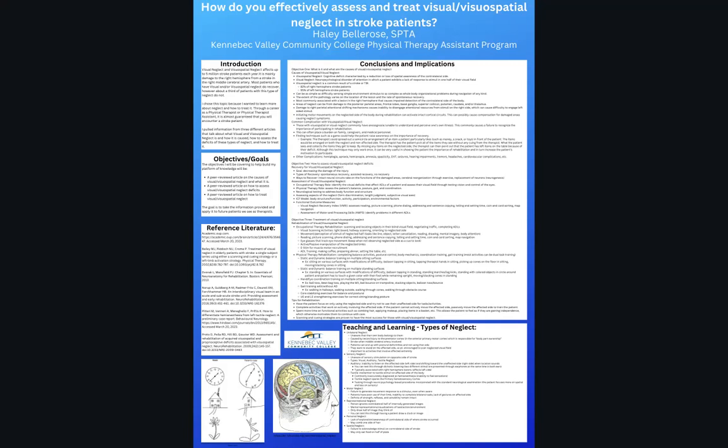And then you also have personal neglect. That's the lack of exploration and awareness of the contralateral side of where the stroke occurred, and they may only comb one side of their hair. And then you have spatial neglect, where it's a failure to acknowledge stimuli on the contralateral side of the stroke, and you may only eat half of your plate.